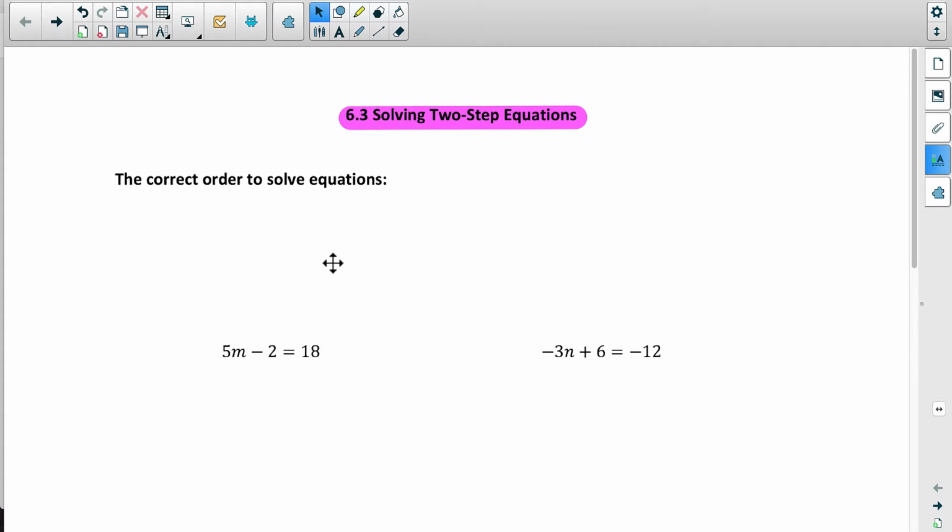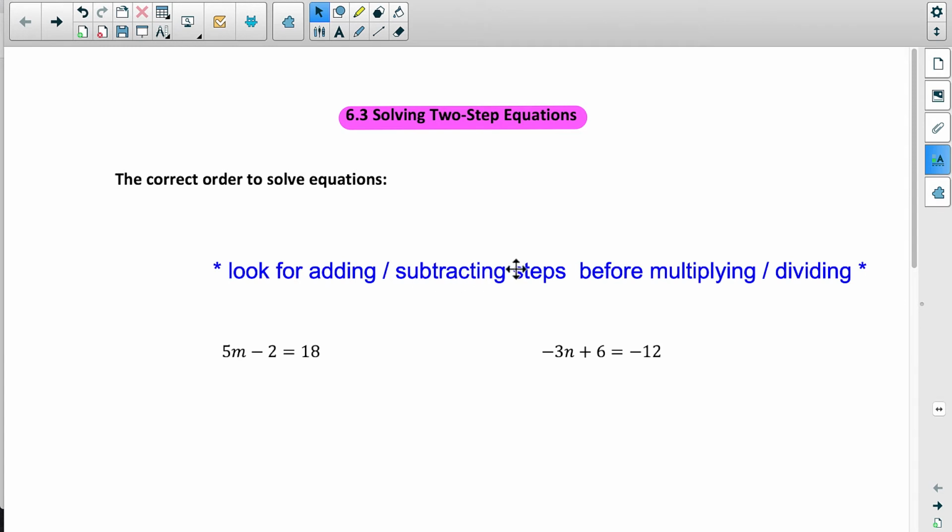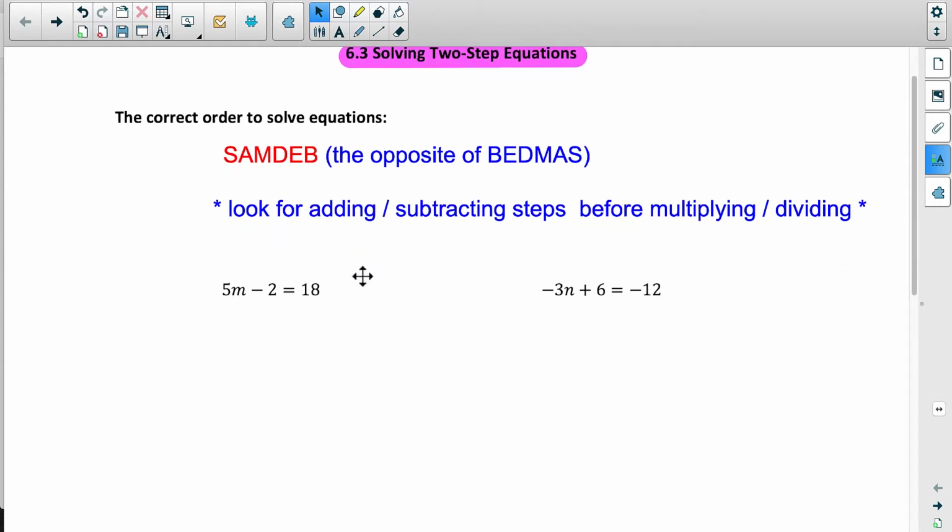The next rule is look for adding, subtracting steps before multiplying and dividing. You're going to have multiple steps, and you always try to add, subtract before you multiply, divide. Now that might seem strange to you, because usually with BEDMAS, you do multiply, divide first before you add, subtract. Well, you're kind of undoing an equation in this case to solve it, so you have to do the opposite of BEDMAS. I guess it's SAMDEB. You won't hear many people talking about that, but that is the order that you will solve equations in.